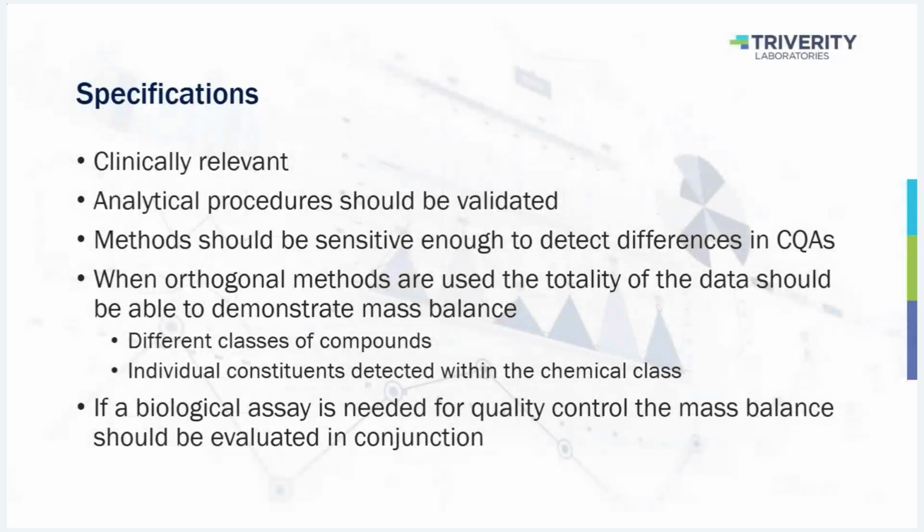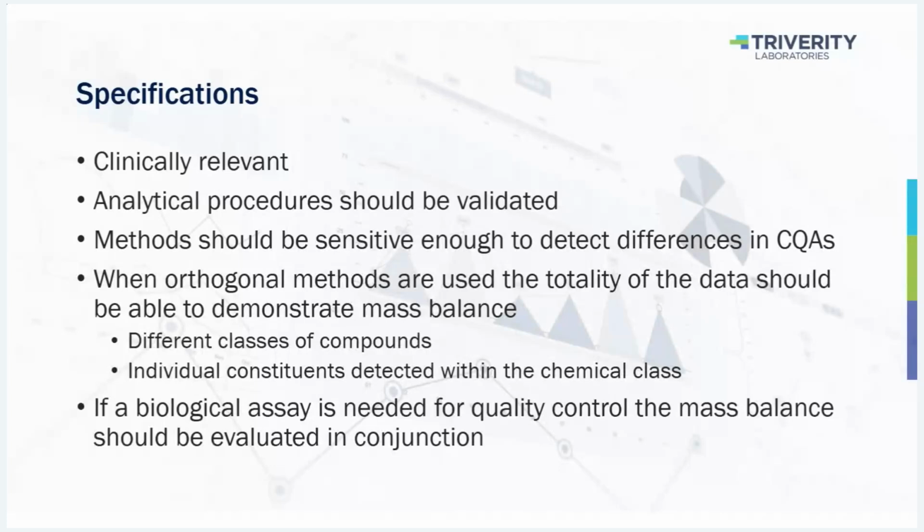Specifications for your botanical drug product and your drug substance need to be clinically relevant. So they need to be tied back to the product that was used in the clinical study. Your analytical procedures should all be validated, and they should be sensitive enough to detect any differences in the critical quality attributes you would determine during the development process.